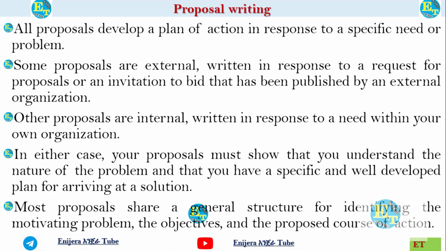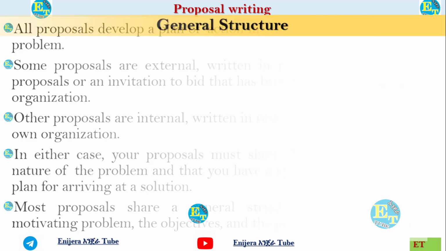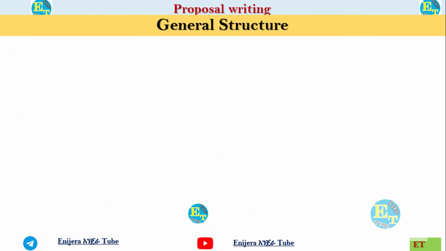Most proposals share a general structure for identifying the motivation problem, the objectives and the proposed course of action. If we say this much about proposal, what would be the general structure of proposal?